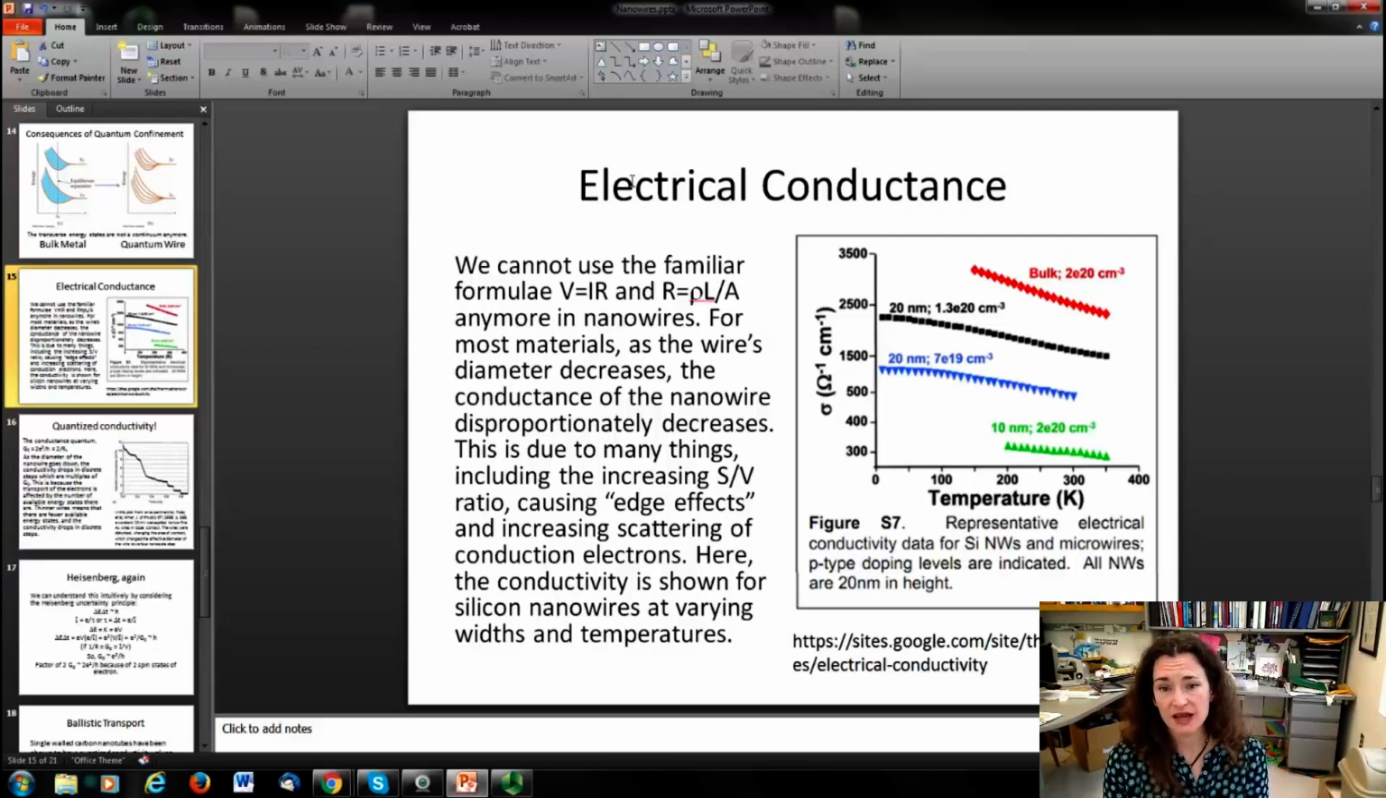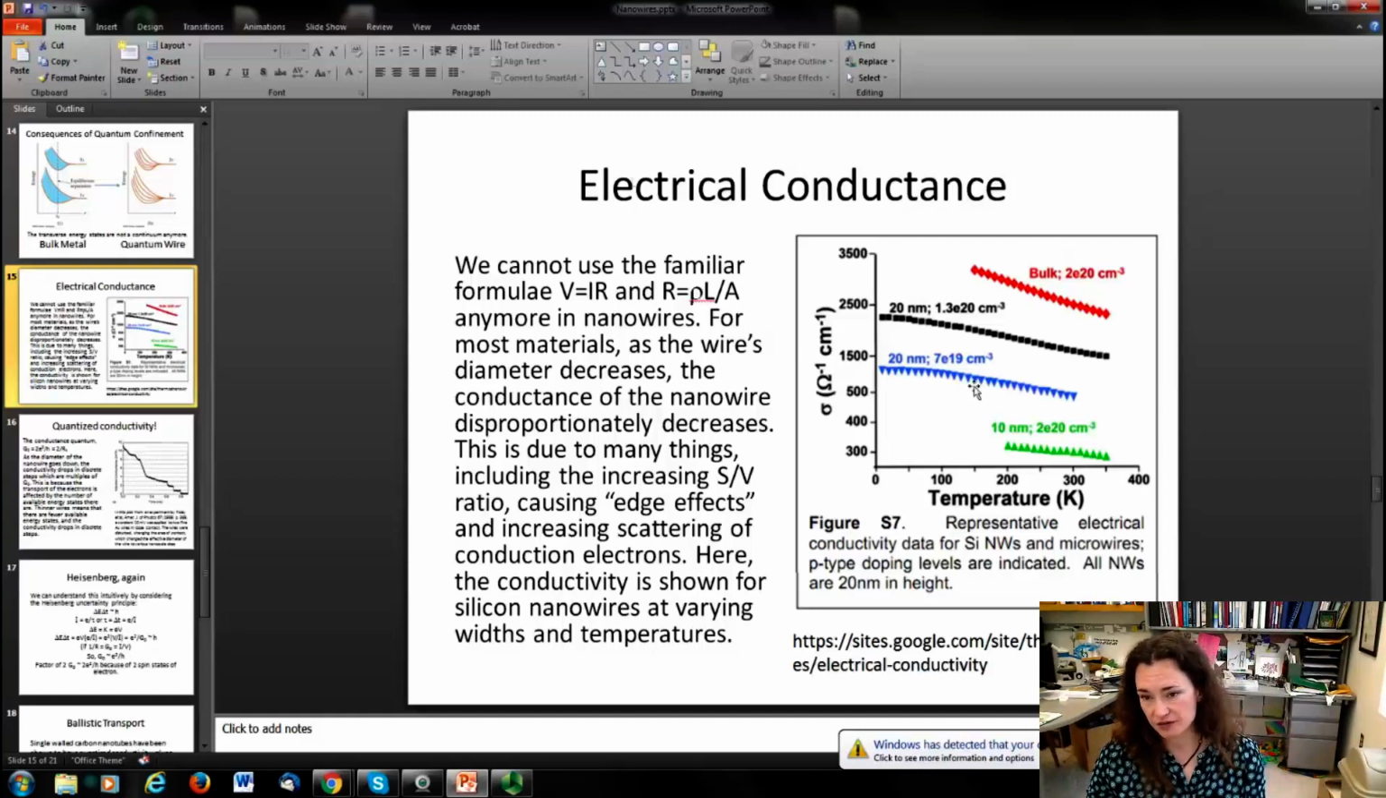What happens instead is that for most materials, as the wire's diameter decreases, the conductance of the nanowire also disproportionately decreases. Now, this is for a lot of different reasons. First of all, remember that for a nanoscale material, your surface area to volume ratio goes up, right? What this means is that you get something called edge effects, which means that your surface atoms behave differently than your bulk, and you get more scattering at the surface than you do from your bulk. Okay, so that's your edge effects. There's increased scattering of your conduction electrons because they're confined more and they can't go very far, so they scatter more. I mean, that kind of makes sense.